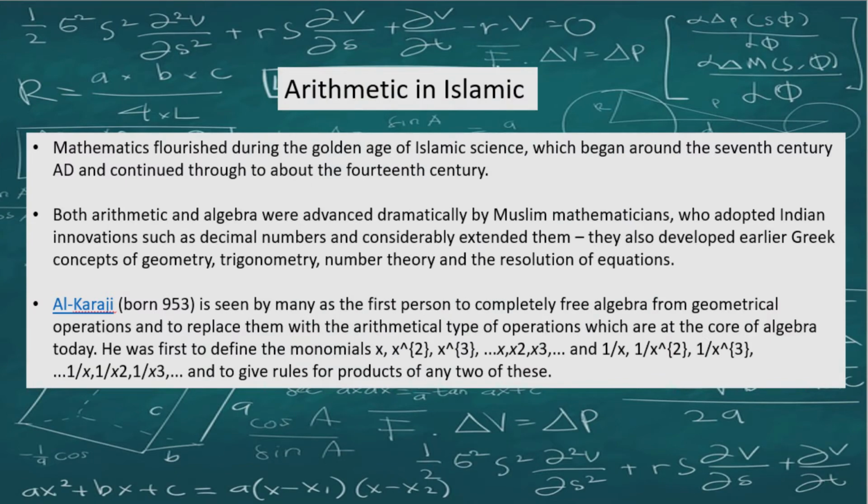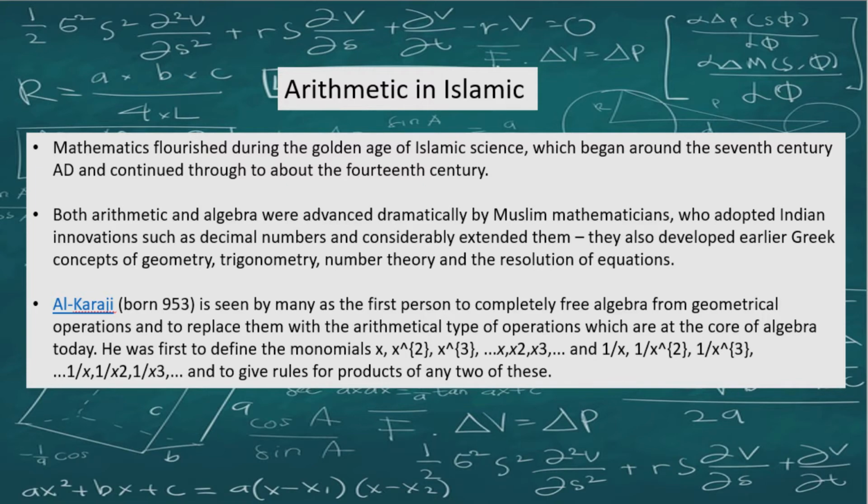Arithmetic in Islamic mathematics flourished during the golden age of Islamic science, which began around the 7th century AD and continued through to about the 14th century. Both arithmetic and algebra were advanced dramatically by Muslim mathematicians who adapted Indian innovations such as decimal numbers and considerably extended them. They also developed earlier Greek concepts of geometry, trigonometry, number theory, and resolution of equations.